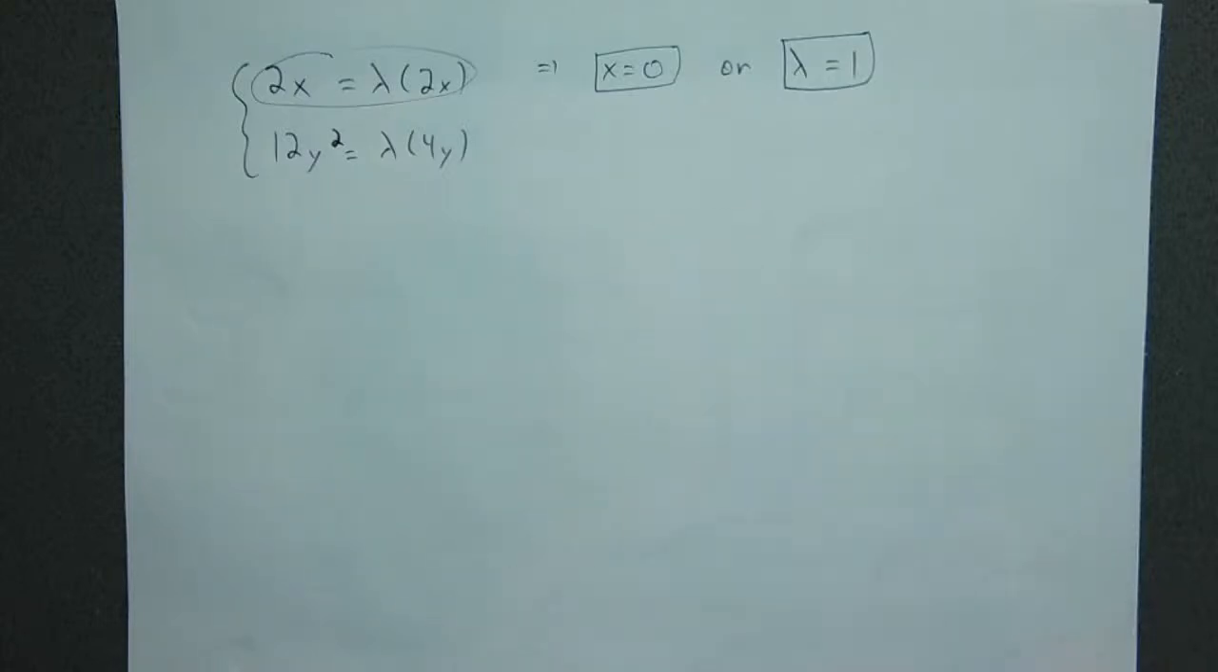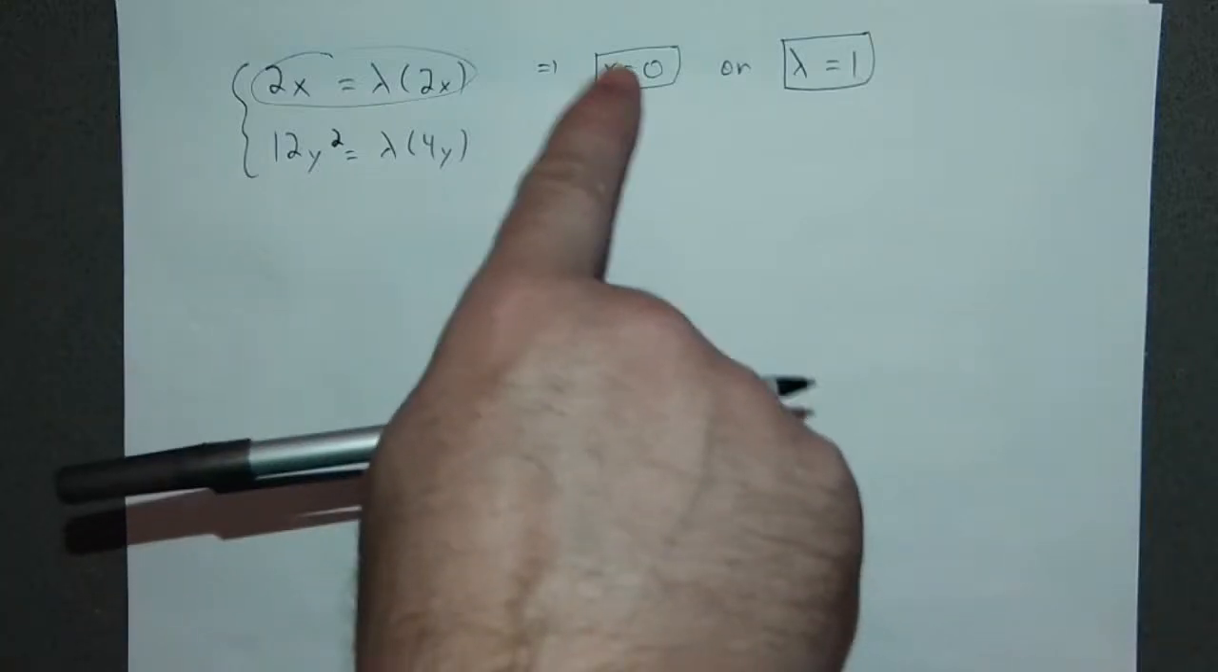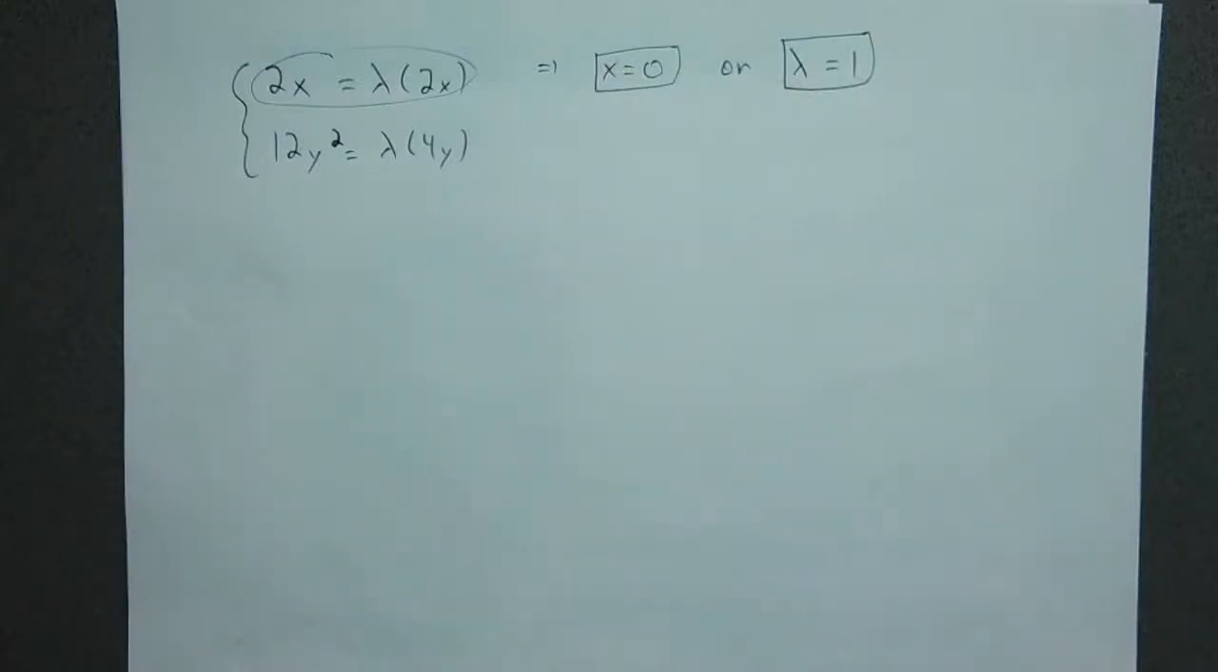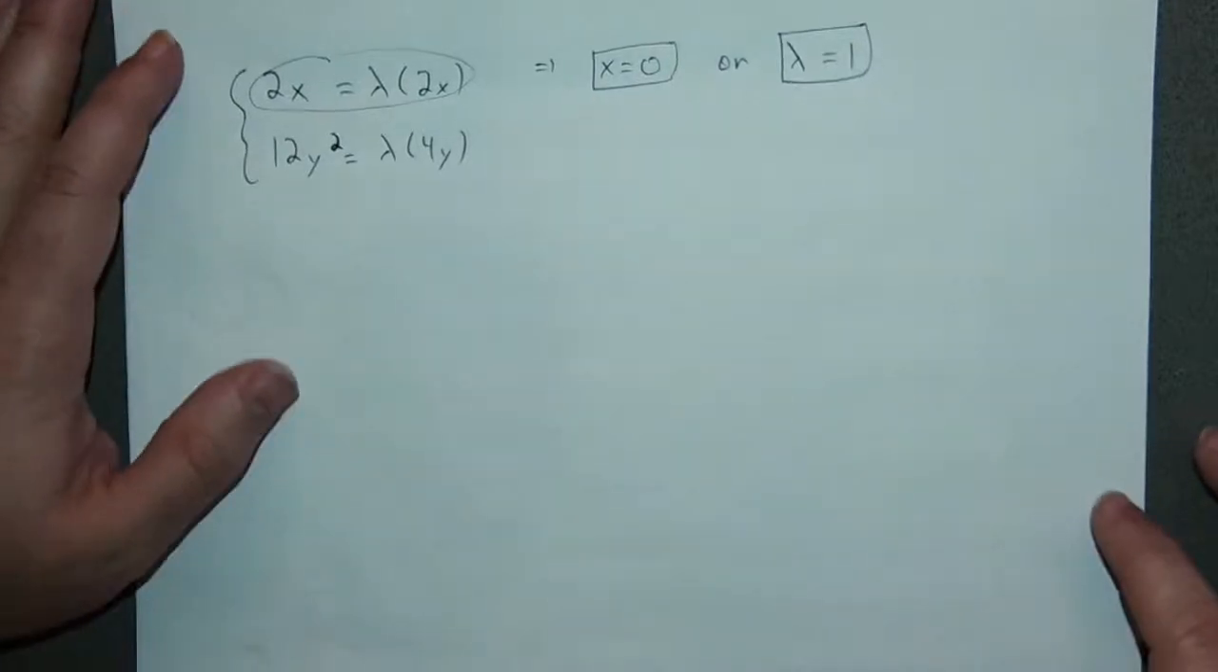Okay, but these are the only two possibilities. Either x is 0 and lambda can be whatever, or lambda is equal to 1 and x can be whatever. So you get two possibilities here. Now, the way that this goes is I must chase every possibility all the way to the end. I must exhaust every possibility that I get at every step. And so that is what I plan on doing.